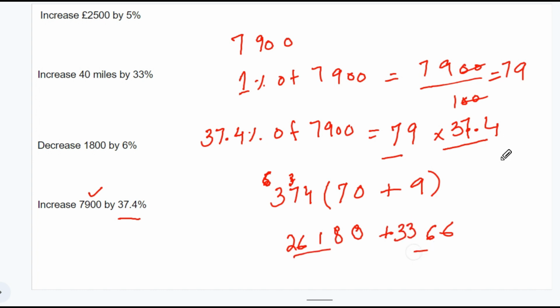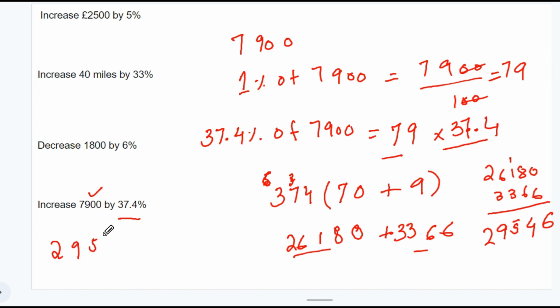So now we need to add these numbers. 26180 and 3366. Now your answer will be 6, and 8 plus 6 is 14, and this is 5, this is 9, and this is 2. So what's your answer over here? 29546, where your decimal will stay here, right? So this is your increase in 7900 by 37.4%. What we need to do at the end is add it to 7900, right? So now you can do it yourself. You can add these numbers and you can get your answer.